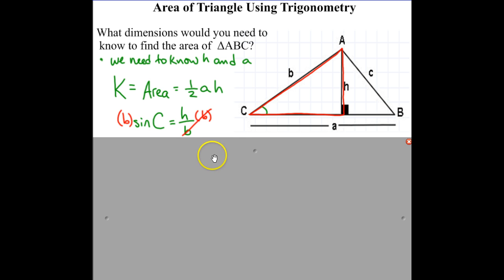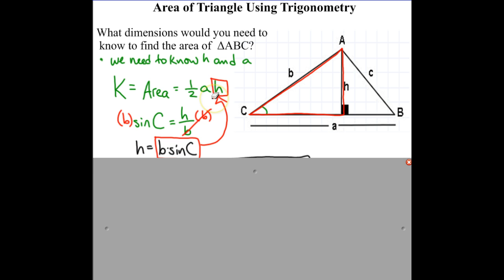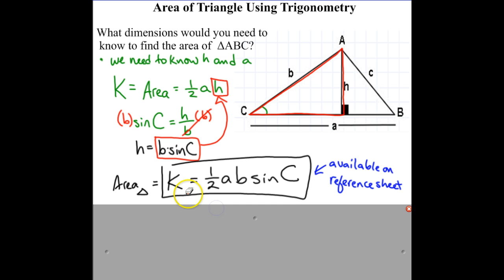At this point we're just going to get the h by itself, because we really want to get rid of the h. So we're going to multiply both sides by b. We've got h is equal to b sine C. Now we're ready to do the magic. We're going to make a substitution into that original equation. Since h is equal to b sine C, I can substitute in place of h, and now I have a formula that does not involve h. Area, which is represented by K, is 1/2 times a, but instead of h here, I'm going to put what h is equal to, b sine C. So K equals 1/2 ab times the sine of angle C.